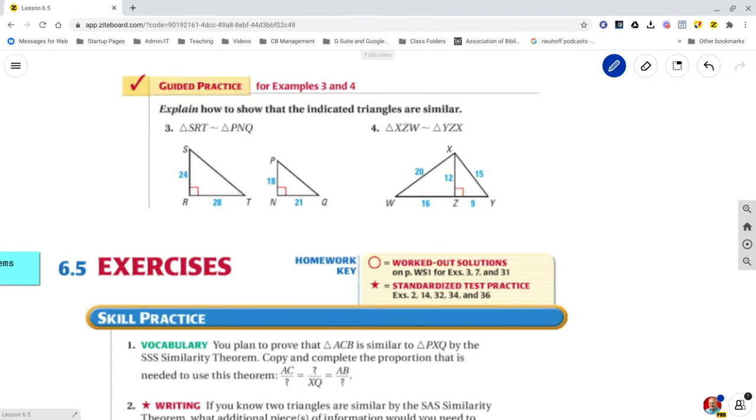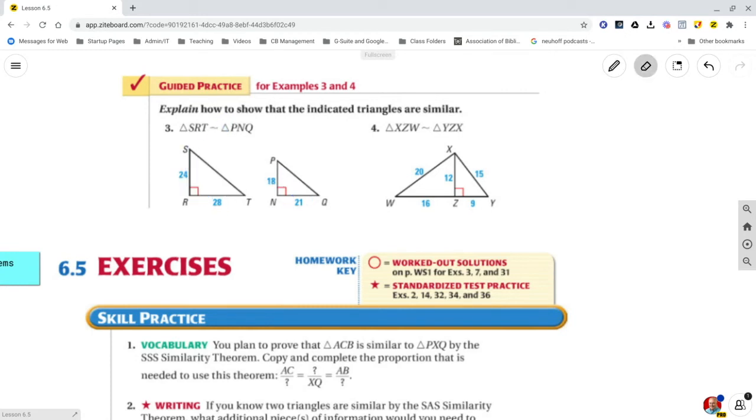So if I have these examples, right now I have sides to evaluate, but I only have one angle, but it's a right angle. It's the same in both. And so I could use side angle side as my approach. I would have to test, does 18 over 24 equal 21 over 28? If so, then I know they're going to be similar because of side angle side.